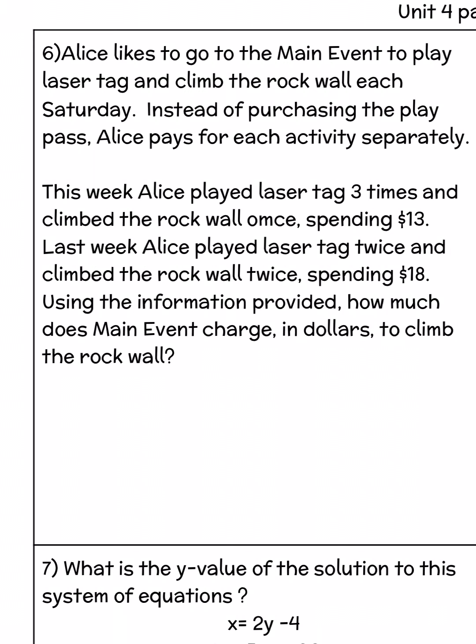So first equation is going to be 3L plus R equals 13. Second equation, last week Alice played laser tag twice and climbed the rock wall twice, spending $18. So 2L plus 2R equals 18. So using the information provided, how much does Main Event charge in dollars to climb the rock wall?